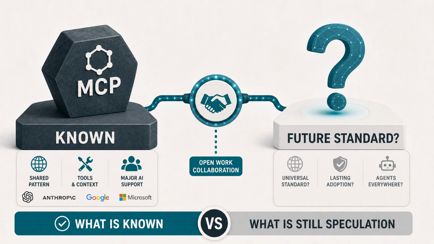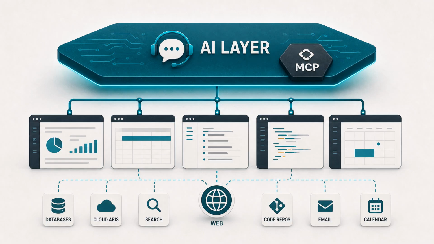What is known is that MCP gives AI applications a shared pattern for connecting to tools and context, and major AI companies have supported open work around it. What is still speculation is whether MCP becomes the permanent universal standard for agents. The bigger shift is that AI products are becoming less like isolated chat windows and more like operating layers over software. MCP is one attempt to make that layer less chaotic. It gives agents a common way to ask for help from the outside world.